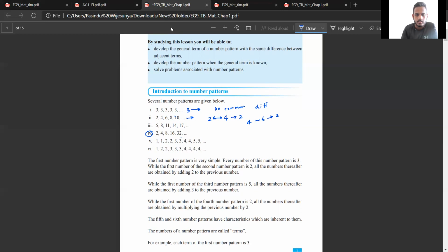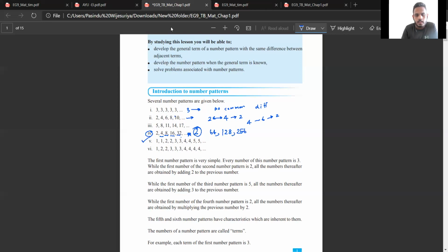This one is a bit of a tricky one. Here, it's a multiple. The multiple is 2. So 2 times 2 is 4. 4 times 2 is 8. 8 times 2 is 16. 16 times 2 is 32. Then 32 times 2 is 64. Then 64 times 2 is 128. Then 128 times 2 is 256. That's how it goes.